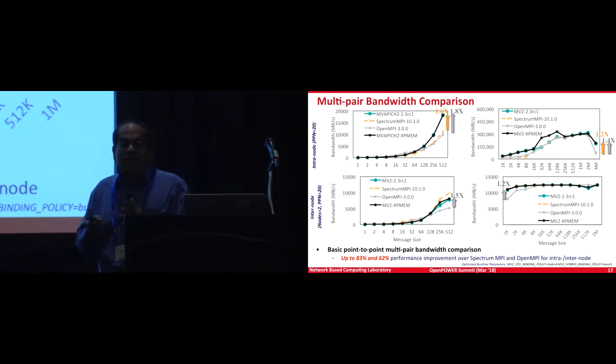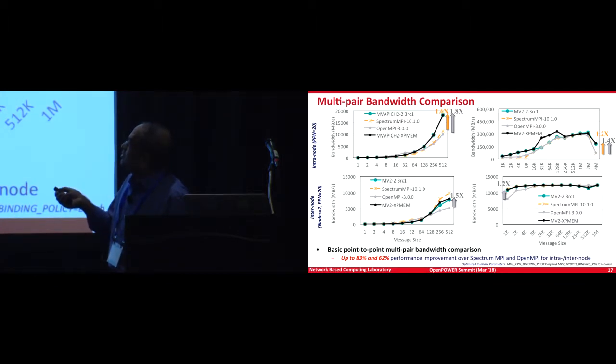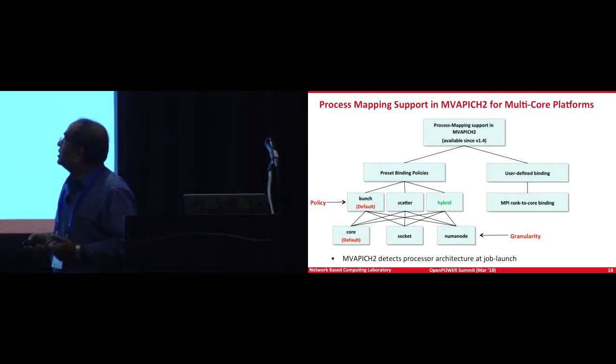Also for applications with large messages, the bandwidth matters, or even for small messages, how many concurrent communications we can have. So higher is better. Here you can see, compared to Spectrum MPI and OpenMPI, we are able to deliver 1.6x, 1.8x, or even 1.5x, 1.2x kinds of benefits with our design.